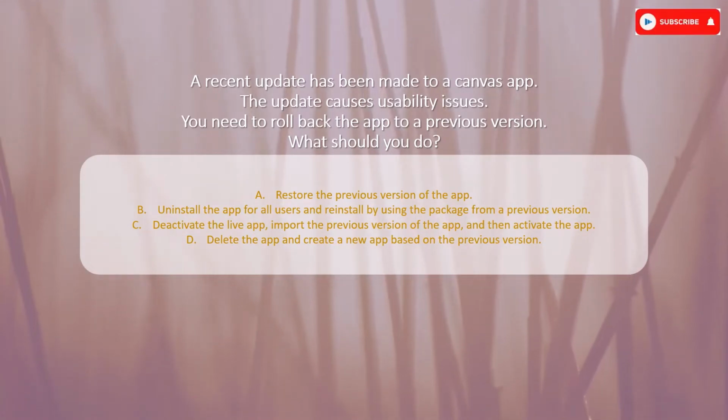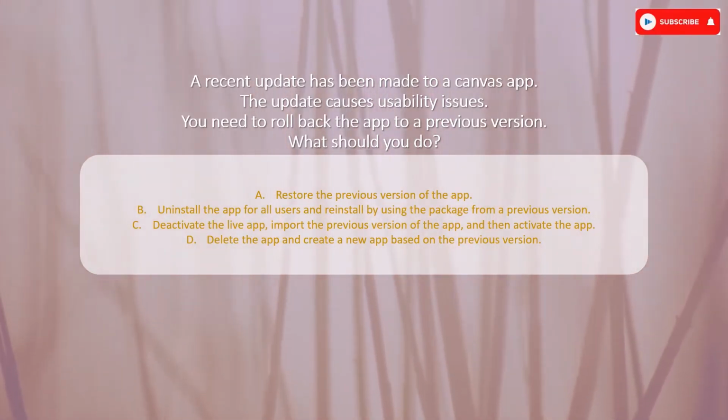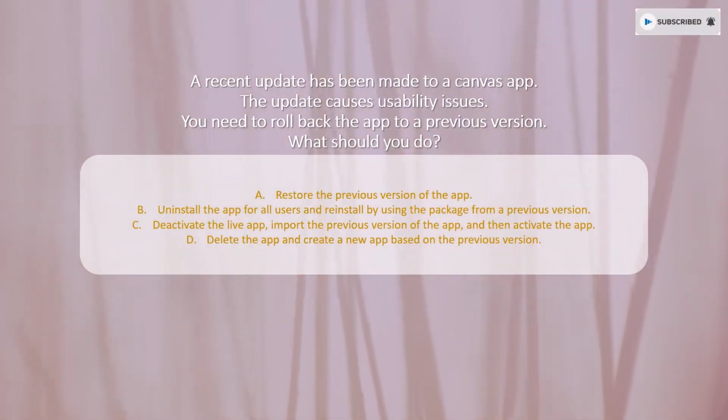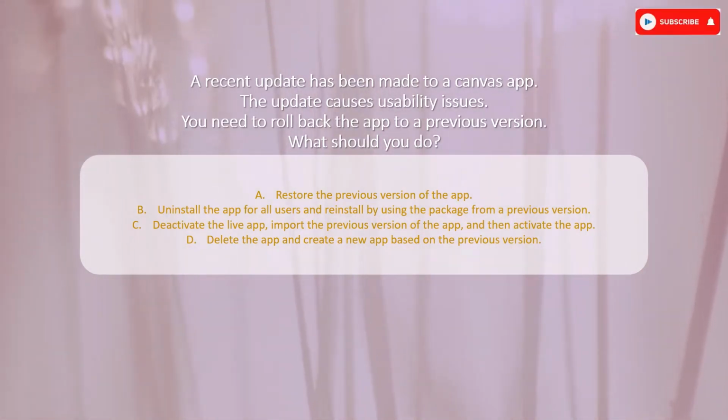B. Uninstall the app for all users and reinstall by using the package from a previous version. C. Deactivate the live app, import the previous version of the app, and then activate the app. D. Delete the app and create a new app based on the previous version.